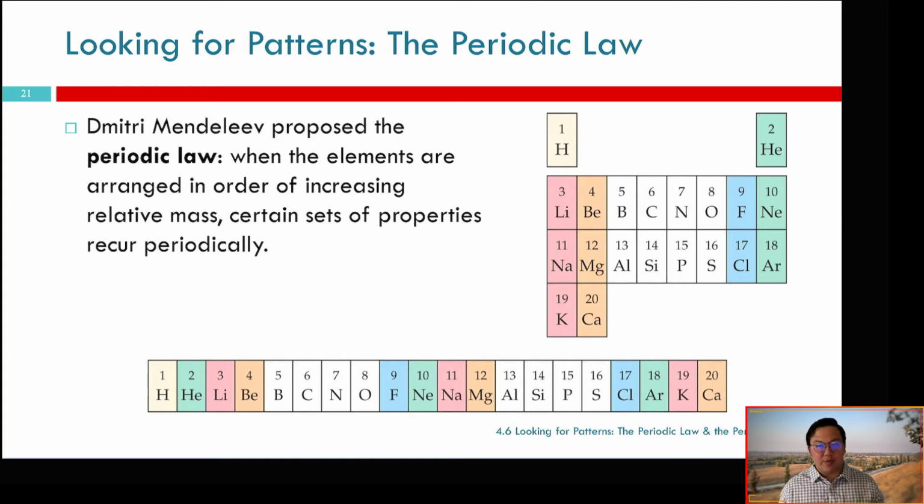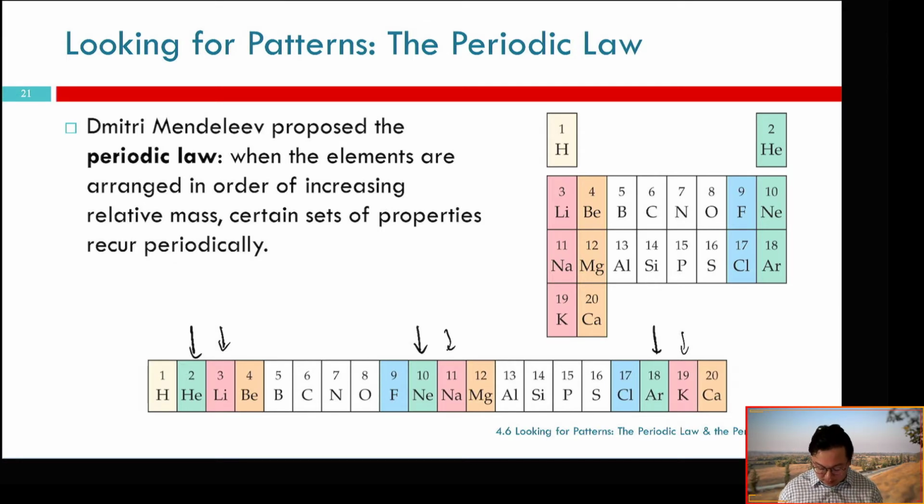Now, one of the incredible things about the periodic table, when Dmitri Mendeleev proposed this, he proposed this idea of periodic law. When the elements are arranged in order of increasing relative mass, certain sets of properties recur periodically. They're color-coded here on the bottom. If you look at helium, and then neon, and then argon, all three of those have very similar properties. Same going for the other ones that match here, lithium, sodium, potassium. And this is something that just arises out of nature.